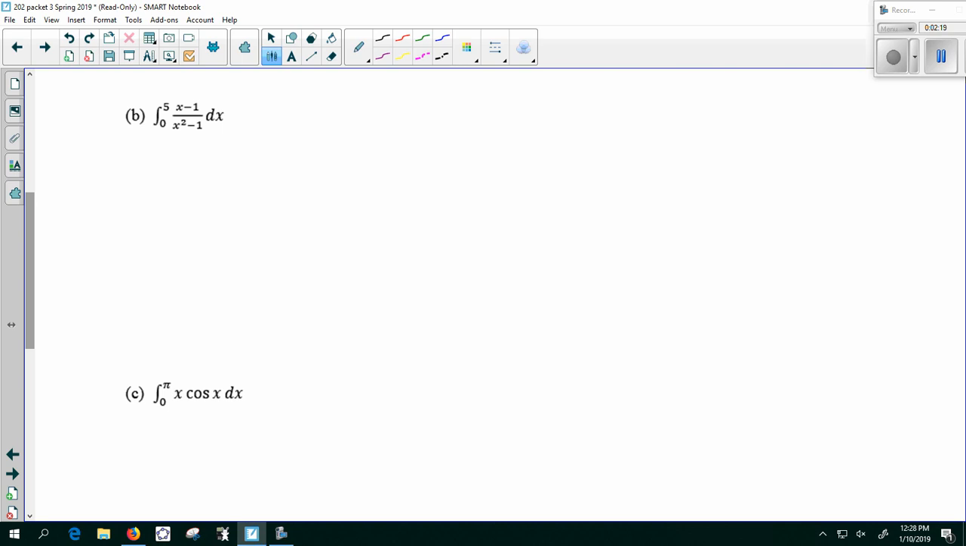The integral from 0 to 5 of x minus 1 over x squared minus 1. We've got a fraction. The denominator factors into two linear factors. So I'm going to use partial fractions to break this up. Not doing anything with the integral yet, I am just breaking up the fraction to start. So I want to rewrite this as a over x plus 1 plus b over x minus 1. Multiply both sides of the equation by the common denominator.